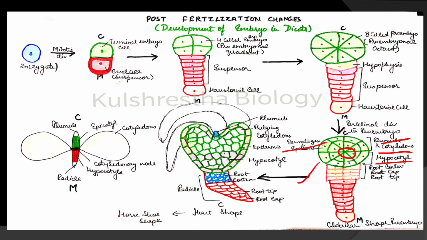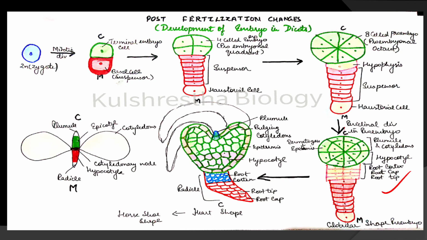Now at this stage, how many cells are there in the embryo? 16 cells, isn't it? Here 8 cells are there, they divide and form 16-cell proembryo. This embryo is called globular shape embryo, and it has radial symmetry. Okay, it has radial symmetry.